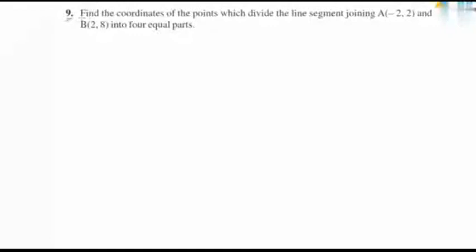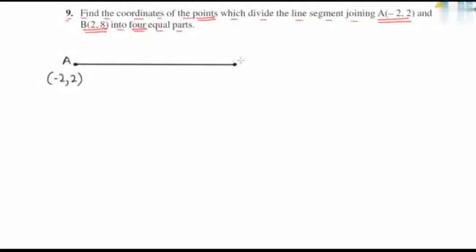Ninth question. Find the coordinates of the points which divide the line segment joining point A minus 2 comma 2 and point B 2 comma 8 into 4 equal parts. It means there is a line segment AB, and points are A and B. So this is A. Coordinates are minus 2 comma 2. This is B. Coordinates are 2 comma 8.